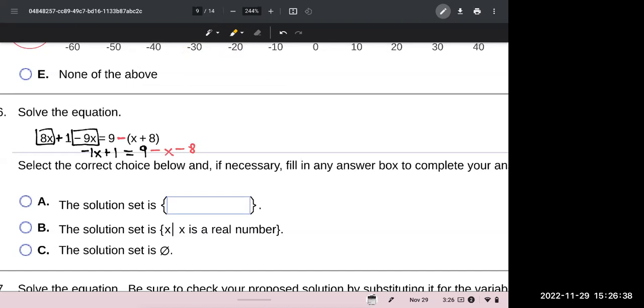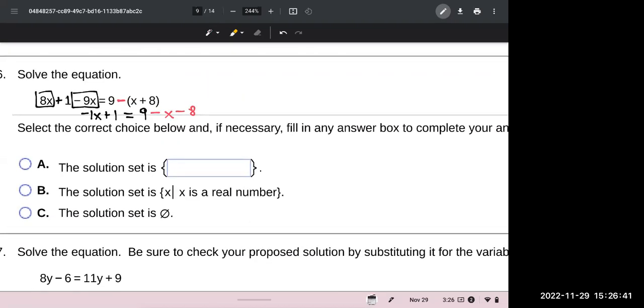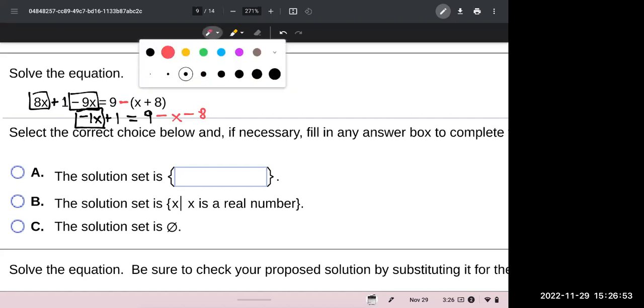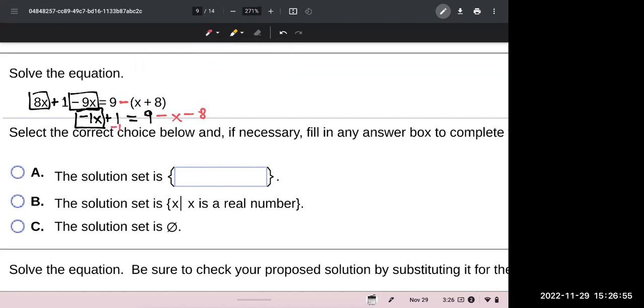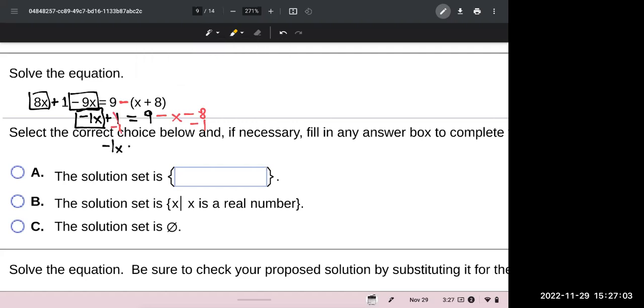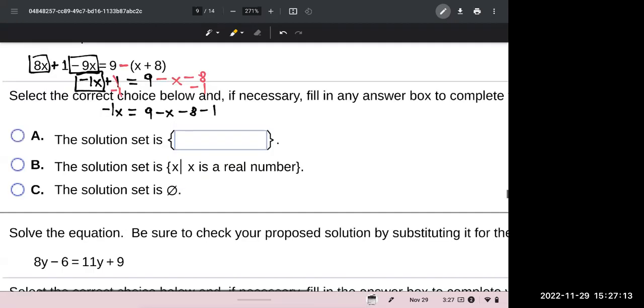Okay, so now we have to solve this equation. We need to solve for x, which means on the left side, I only want to keep x terms. So we have to get rid of positive 1 by subtracting 1 from both sides. So that will cancel, and you will end up with negative 1x equals 9 minus x minus 8, and now minus 1. So let's organize that right side.